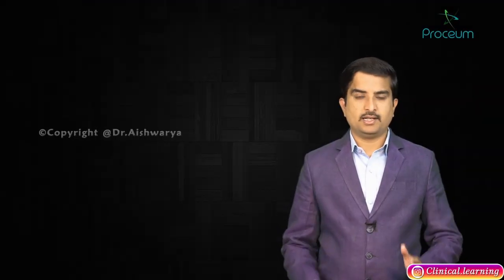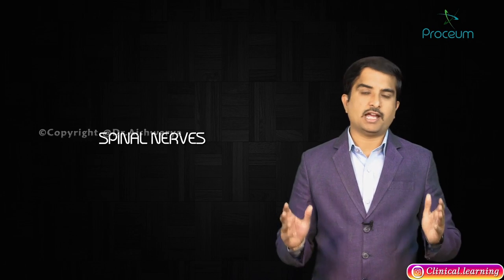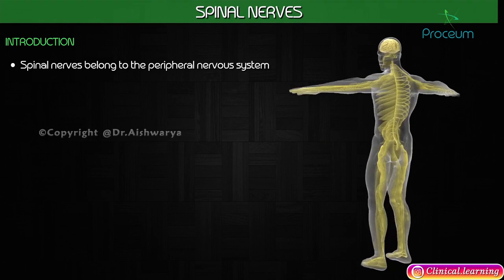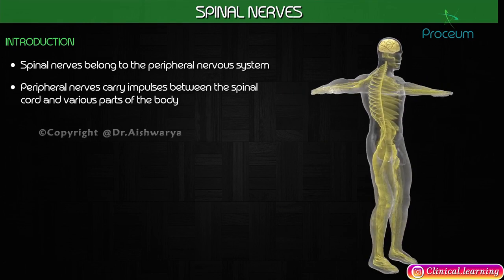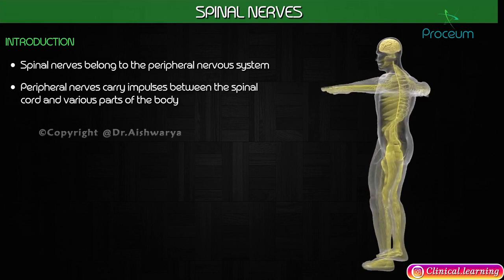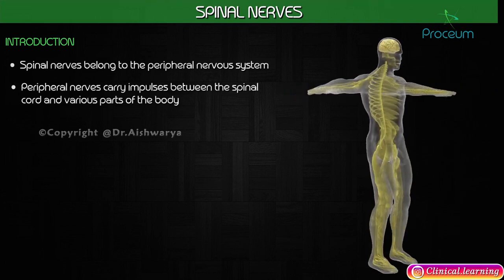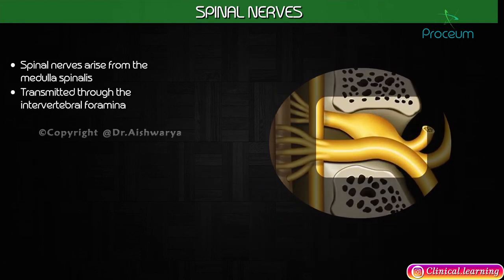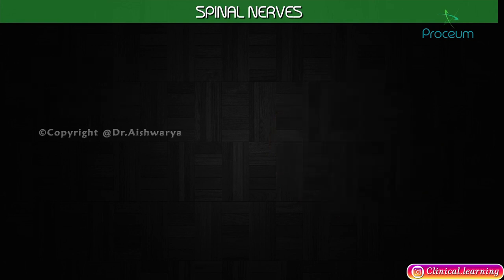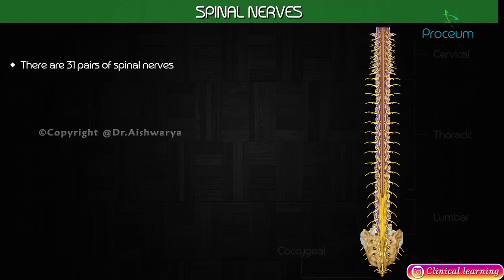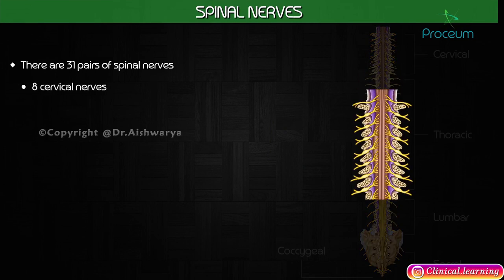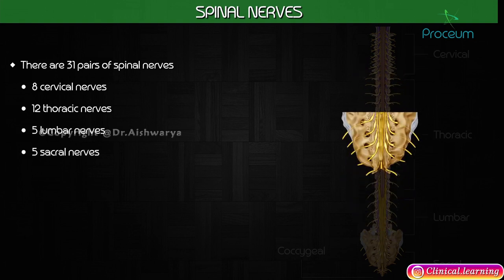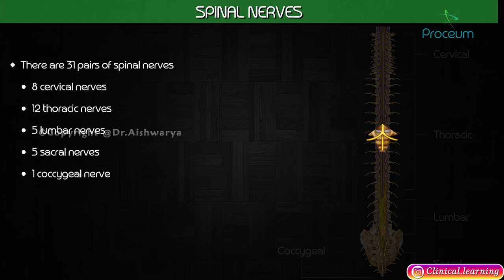The topic of discussion in this session is the detailed anatomy of the spinal nerves. Spinal nerves belong to the peripheral nervous system, and these peripheral nerves carry impulses between the spinal cord and various parts of the body. The spinal nerves spring from the spinal cord and are transmitted through the intervertebral foramen. And there are 31 pairs of spinal nerves, in which 8 are cervical, 12 are thoracic, 5 are lumbar, 5 are sacral, and 1 coccygeal nerve.